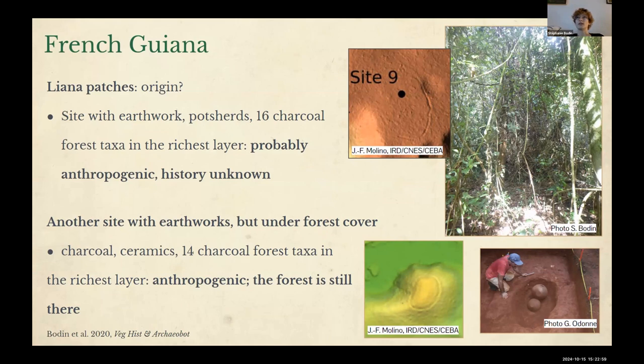So we thought that because we have different vegetation trajectories in different anthropogenic sites, this is probably because the sites had a different history. So maybe some were former cultivated fields, maybe some were ritual places, maybe some were former habitation sites. We don't know, unfortunately, and the archaeology would help a lot. But already with the charcoal identification, we could propose that all the sites were different.